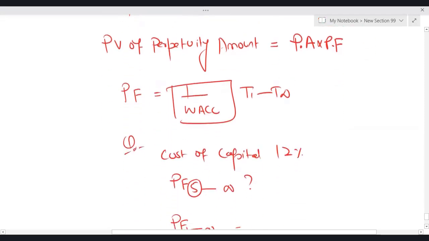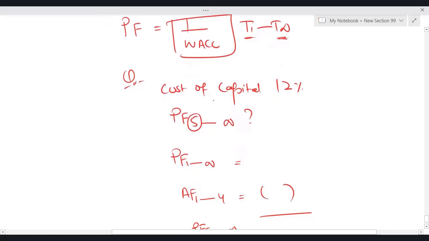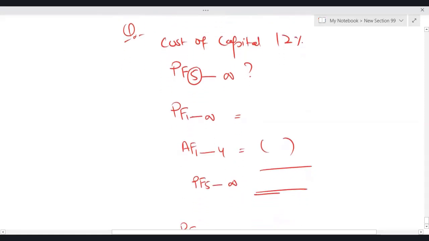How will we calculate the perpetuity factor? The formula is 1 upon WACC. But whatever perpetuity factor this 1 upon WACC gives, it is from T1 till T infinity. The question says the cost of capital is 12% and the examiner has asked us to calculate the perpetuity factor from 5 till infinity. First, we will calculate the perpetuity factor from 1 till infinity. Then simply deduct the annuity factor for the first 4 years.